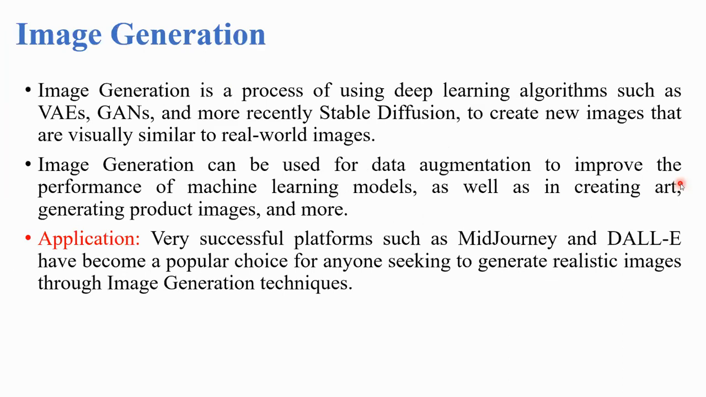Next, coming to image generation. You have some real-world examples in your day-to-day life. From that, if you want to create some new images with the help of variational autoencoders or with the help of GAN, it is possible. For this image generation also, data augmentation is possible. So what is data augmentation? I'll let you know in the forthcoming slides.